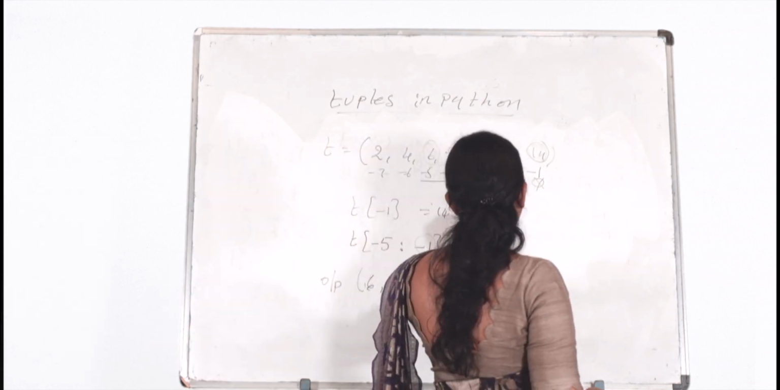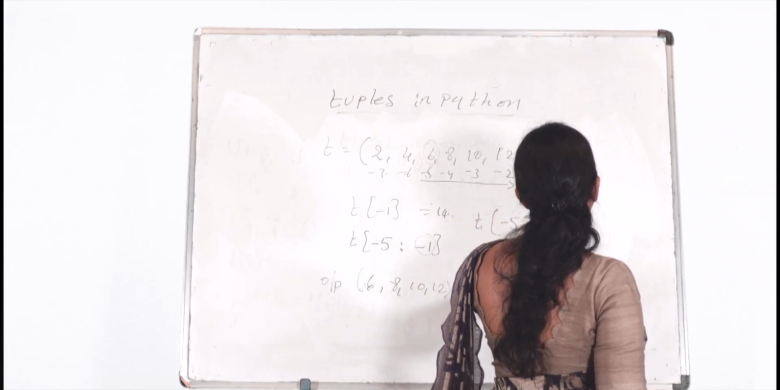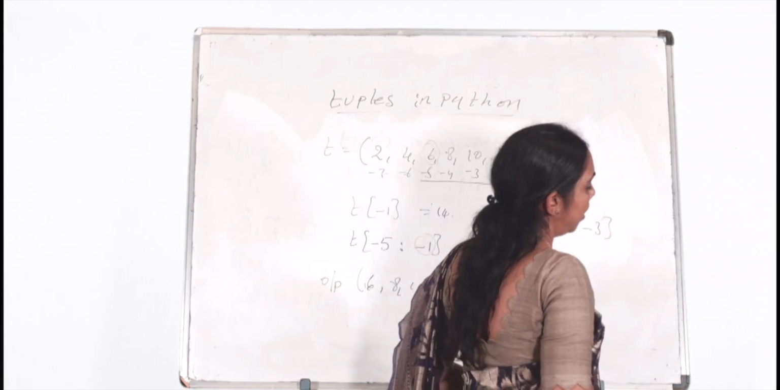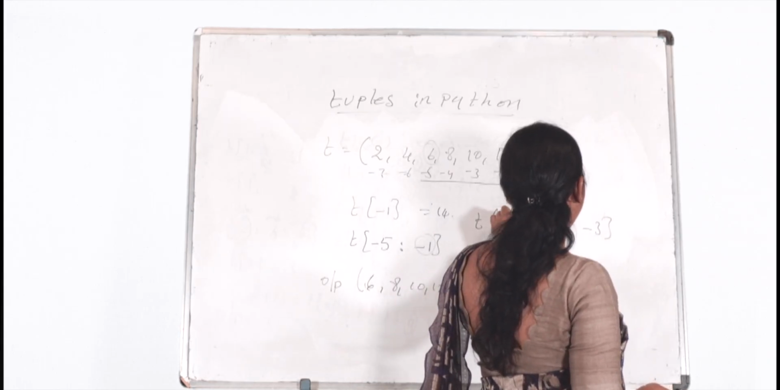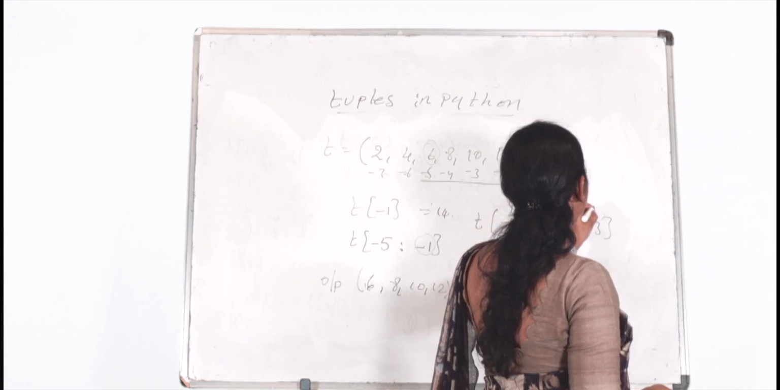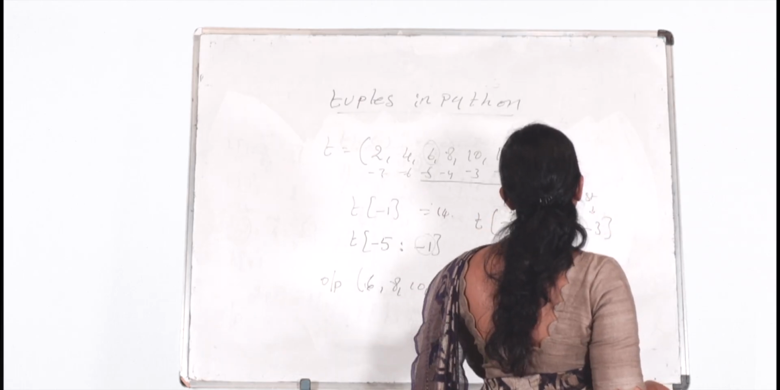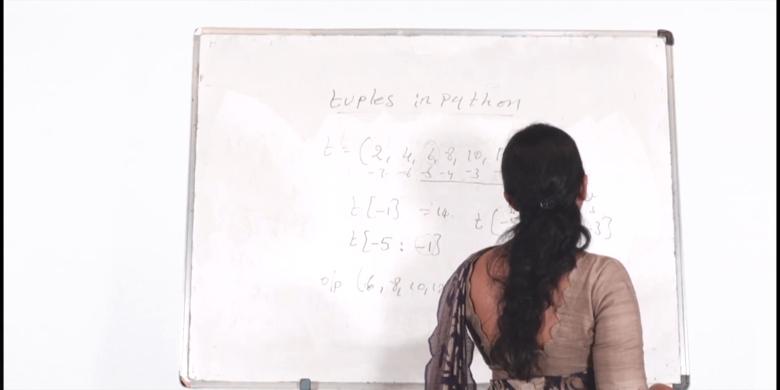This is how we can have it. If we have -5 colon -1 colon -3, then what is going to happen? See, -5 is the start, -1 is the end, and -3 is the step. Then what's going to happen is t of -5 first gives us 6.